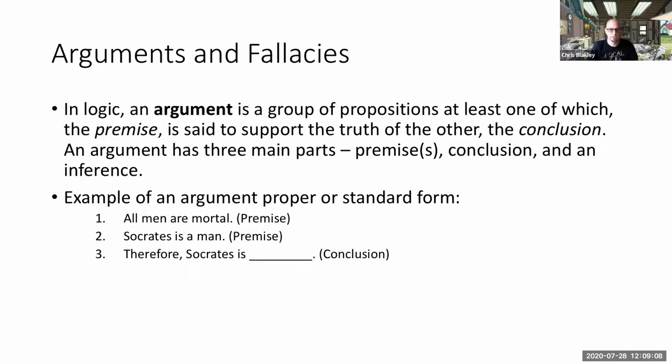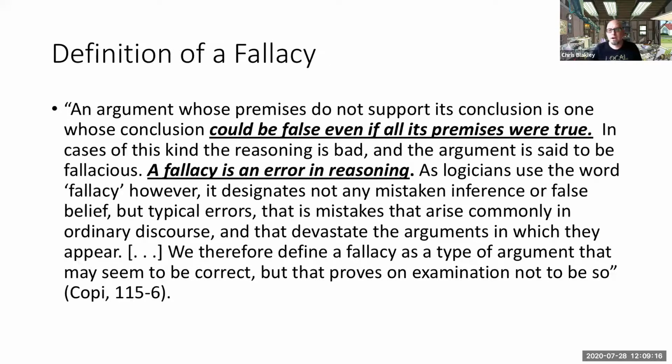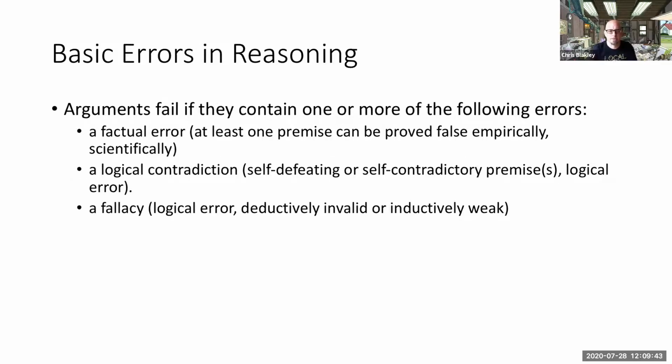So again, we have this definition of an argument: a group of propositions, at least one of which is said to support the truth of the conclusion. A fallacy then is an error in reasoning, but since there are different types of error in reasoning, we need to specify what a fallacy is. It's an error in reasoning such that even if the premises are true, they don't logically imply the truth of the conclusion. That's really what a fallacy is. So it doesn't just mean a false statement. It means an argument such that even if the premises are true, they don't logically imply the truth of the conclusion.